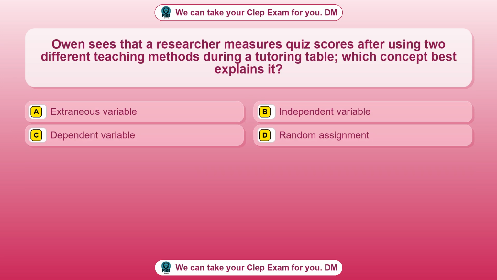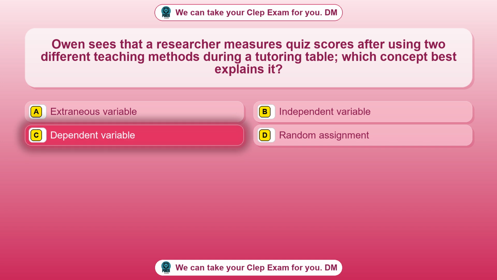Question 91. Owen sees that a researcher measures quiz scores after using two different teaching methods during a tutoring table. Which concept best explains it? Option A, extraneous variable. Option B, independent variable. Option C, dependent variable. Option D, random assignment. The correct answer is option C, dependent variable.